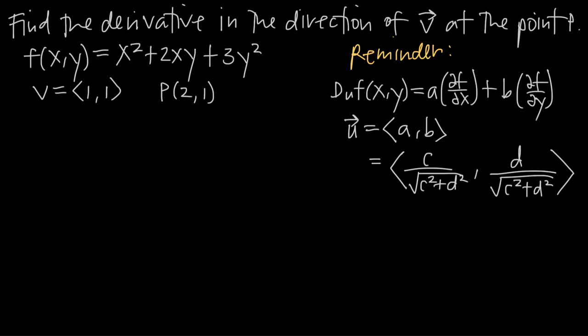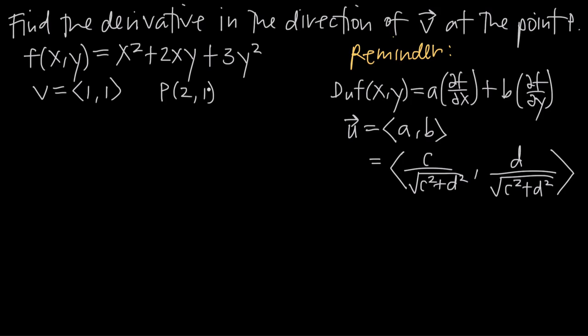In this video, we're talking about directional derivatives, and in this particular problem, we've been asked to find the derivative of the multivariable function in the direction of the vector v at the given point p. We've been given the function f of x y is equal to x squared plus 2xy plus 3y squared. We've been asked to find the derivative of this function in the direction of the vector v equals 1, 1 at the particular point 2, 1.